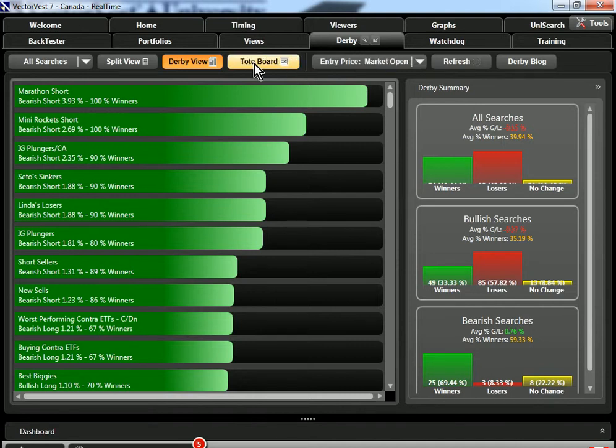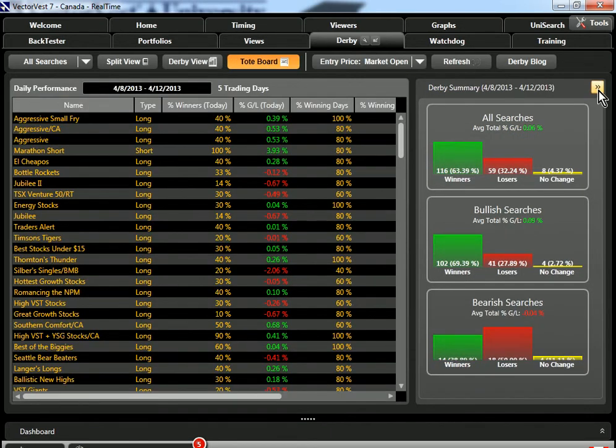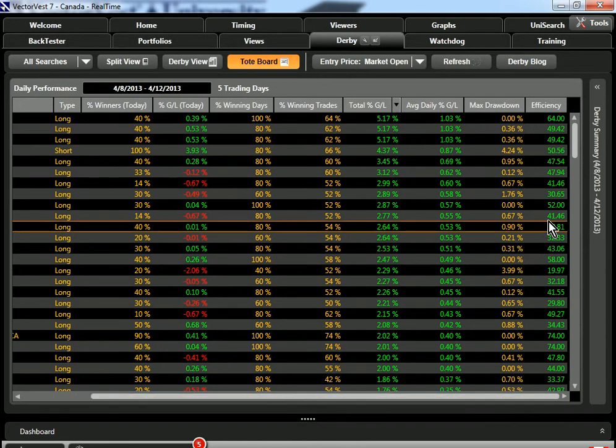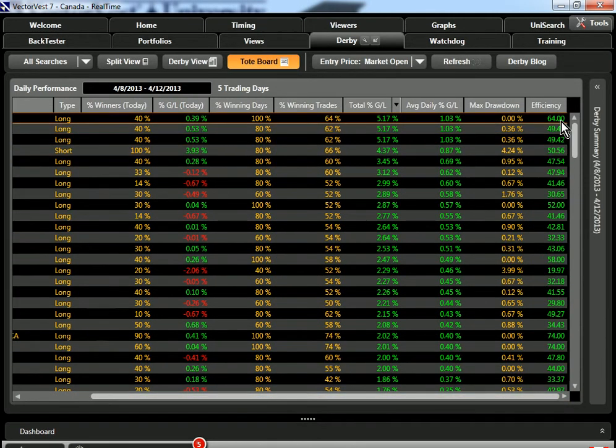To get there, I'm going to slide right over to the tote board button, and we'll push the summary off to the side. By default, the tote is going to present us with a long table of searches, which are sorted by total gain loss. So we can see, as of the last 5 trading days, aggressive small fry comes in pole position because it has the largest gain. Since we have 3 strategies coming in with the same gain, we'll scroll out to the right, and we'll notice that the tiebreaker came down to efficiency factor. And more on that in just a bit.